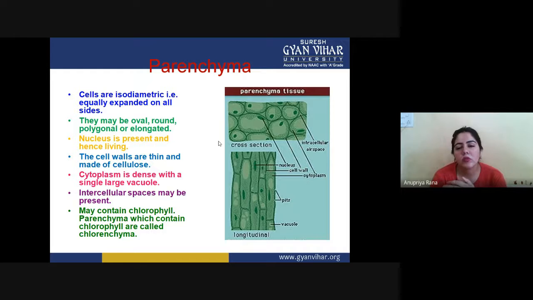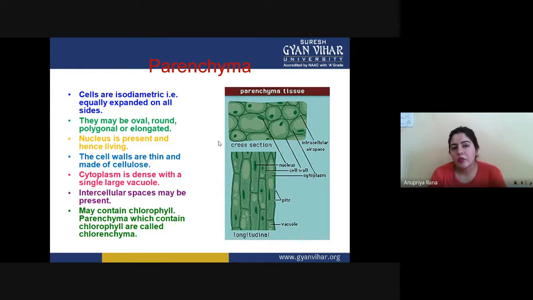So this is also uncertain, maybe they have intercellular waste. So it is a maybe situation. May be present or maybe not, that depends on the species. May contain chlorophyll. Parenchyma which contain chlorophyll are called chlorenchyma. This is also a special feature of the parenchyma.